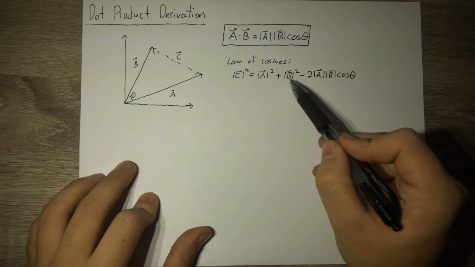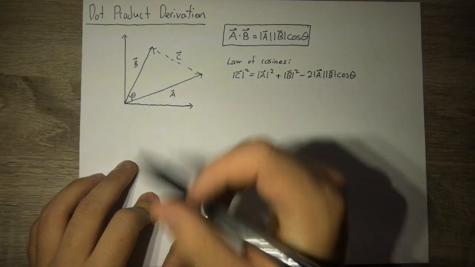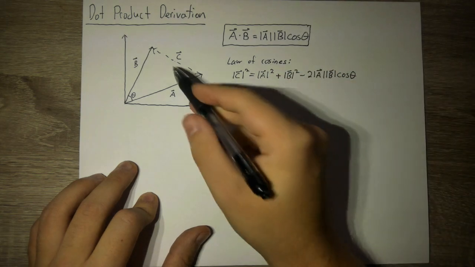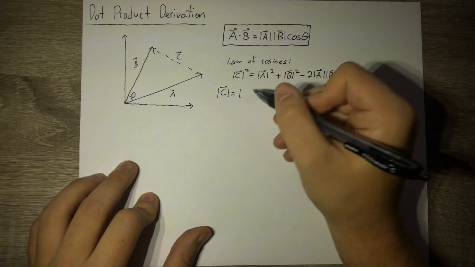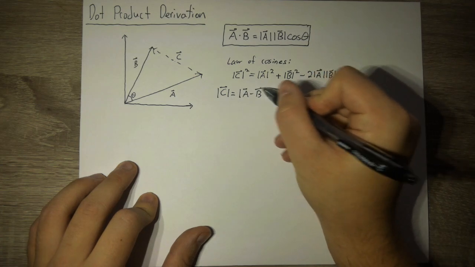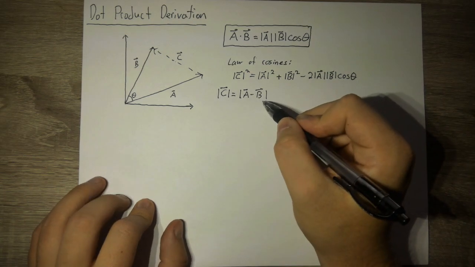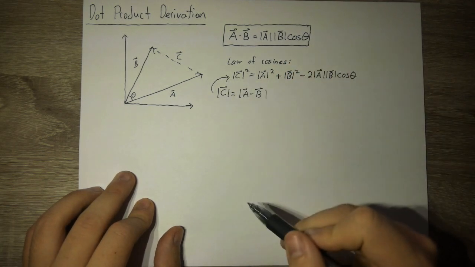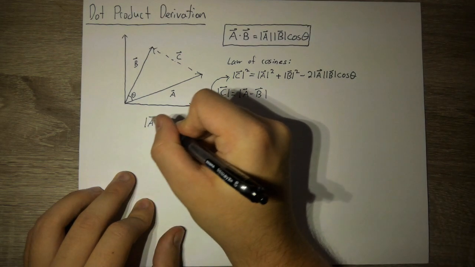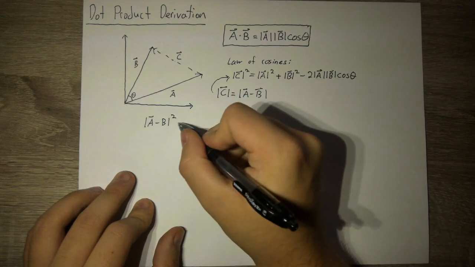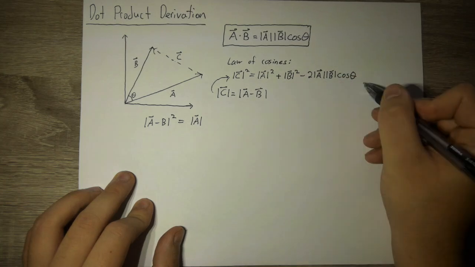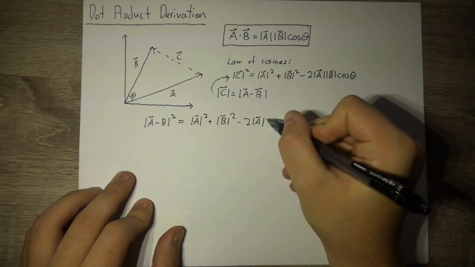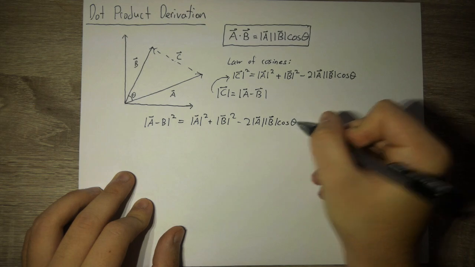So what I'm going to do is use this to derive our dot product. The first thing to notice is that C, based off the nature of vectors, is the same as A minus B. So the magnitude of C is the same as the magnitude of A minus B. I'm going to plug this in here, so the magnitude of A minus B squared is equal to the right side here, like so.